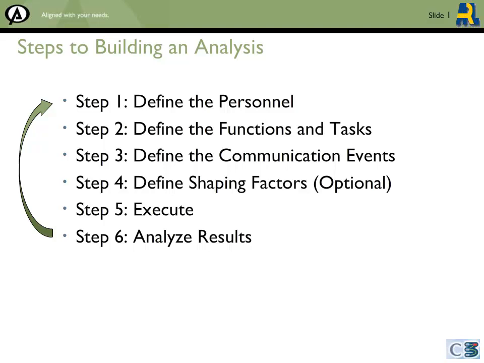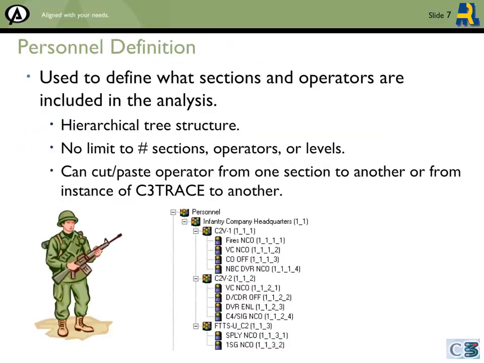There are 6 steps for building an analysis using C3TRACE. Step 1, define the personnel. Step 2, define the functions and tasks. Step 3, define the communication events. Optional Step 4, define the shaping factors. Step 5, execute. Step 6, analyze results. Defining personnel in C3TRACE involves specifying the sections, subsections, and operators in the analysis.